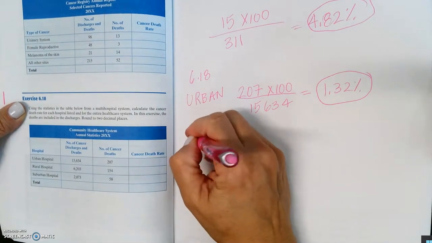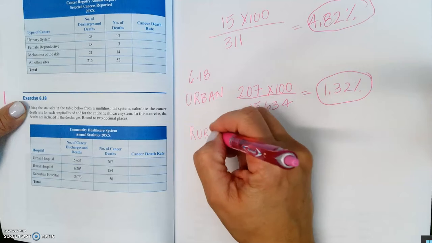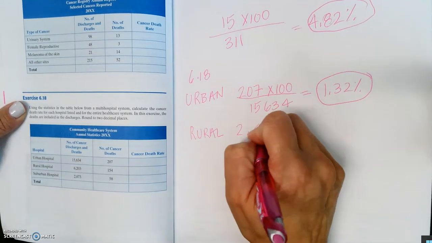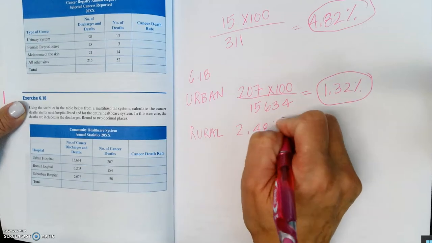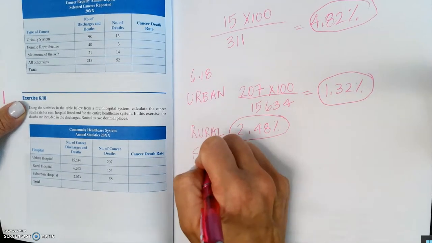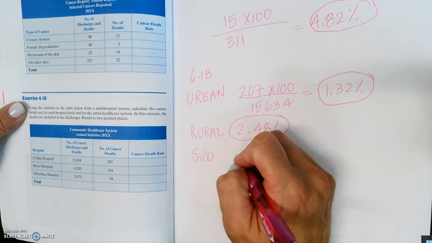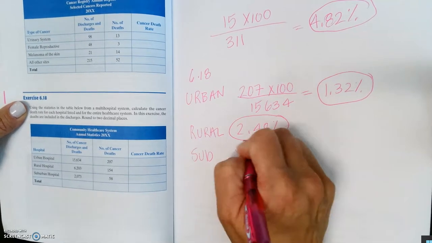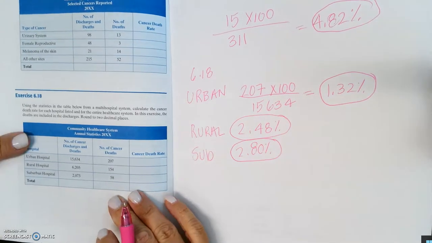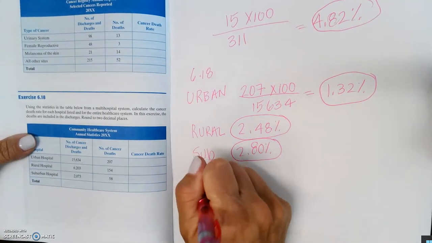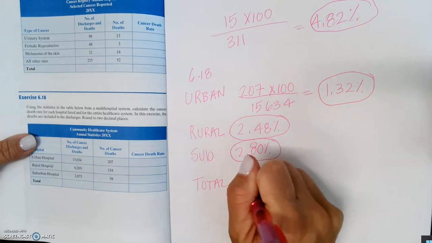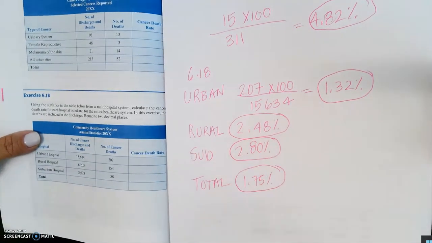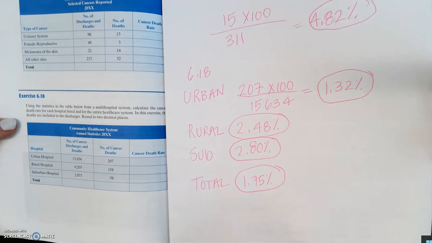So rural, I can say that word. Can y'all say rural? Rural hospital is 2.48%, and suburban is 2.80. So hopefully you can set these up and work through them and see if you can get them right. And then total is going to be 1.75%. Hopefully you got all those right.